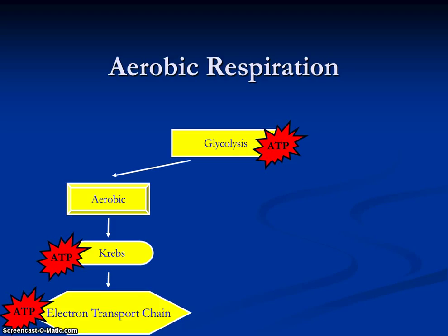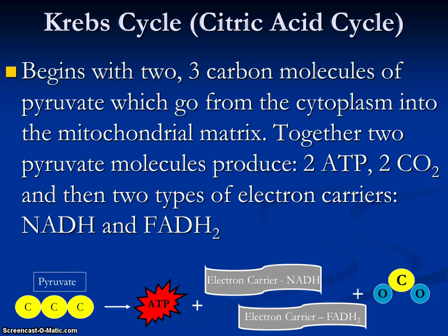Okay, so remember, glycolysis happens in the cell cytoplasm. It's going to take glucose and break it down into two pyruvate molecules. It's also going to produce two molecules of ATP. So let's actually get into this aerobic part of cell respiration.